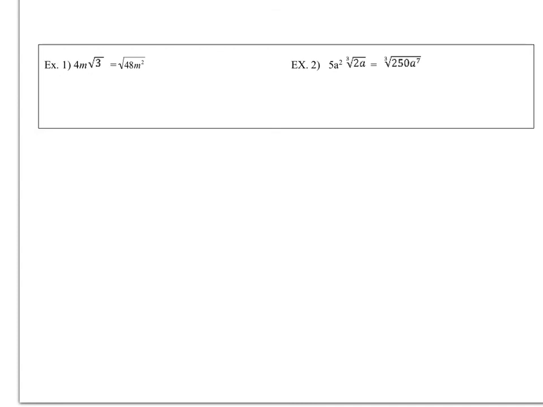So if you take a look at the very first one, I'm saying that 4m square root of 3 is equal to square root of 48m squared. So let's think about it. When I'm simplifying 48m squared, I'm looking for the perfect square that goes into 48, and I pull it out, I find the square root of it.